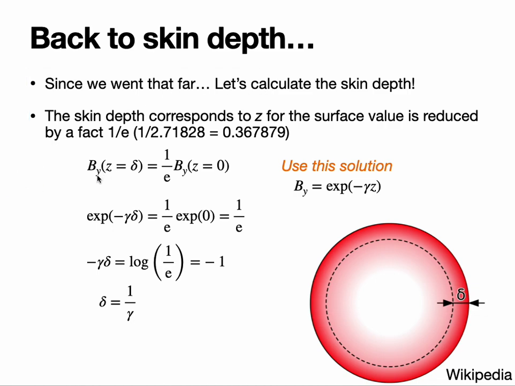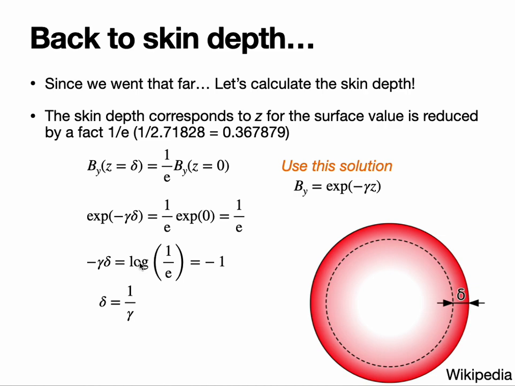So since we went that far, we can now calculate the skin depth. So let's take By at Z equal delta, the skin depth. It should be equal to 1 over E times By evaluated at Z equals 0. So we can use this solution here. So B at Z equal delta is simply exponential minus gamma delta. On the right hand side, we have 1 over E times By at Z equals 0, makes 1 over E exponential 0, simply 1 over E.